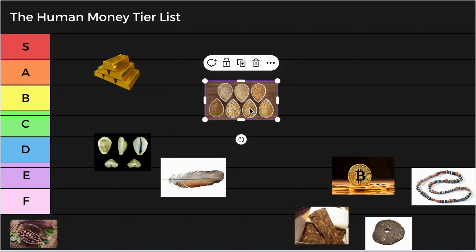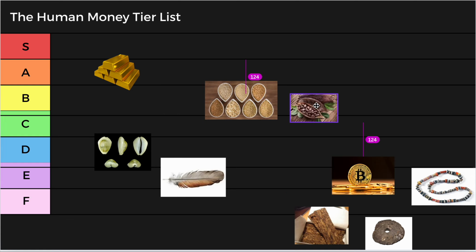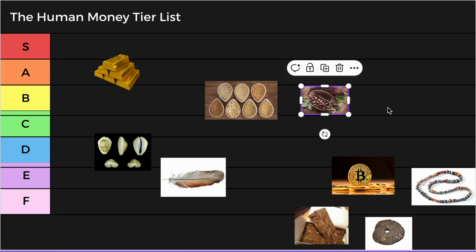So what are you going to do next? Let's do cocoa. I would say it's about on the same tier as grain. They offer about the same level of utility. Very durable, very portable. They're easily verifiable, and they're very fungible. They're not very scarce though. I would definitely put these in the same exact tier as grains.